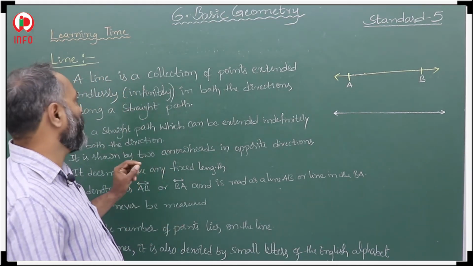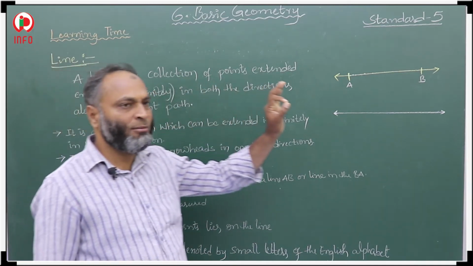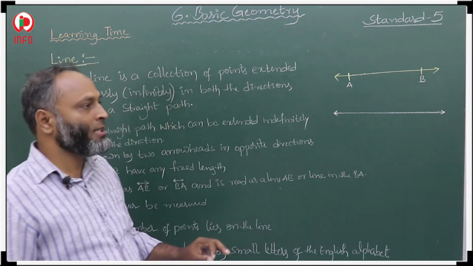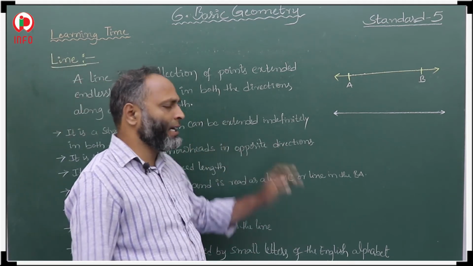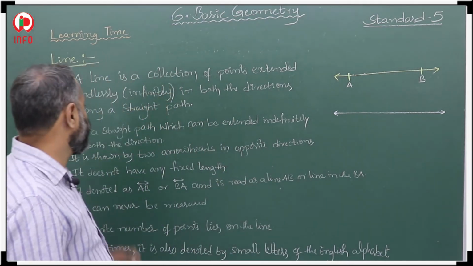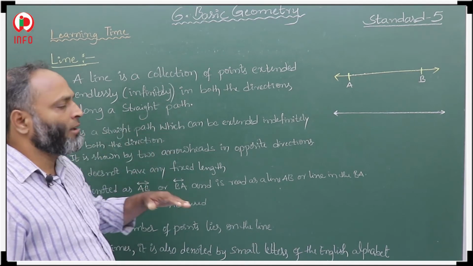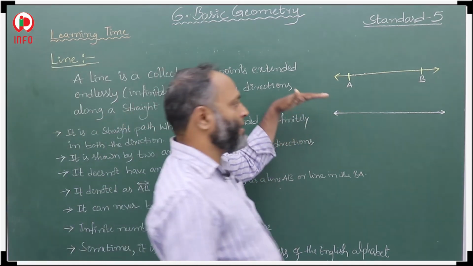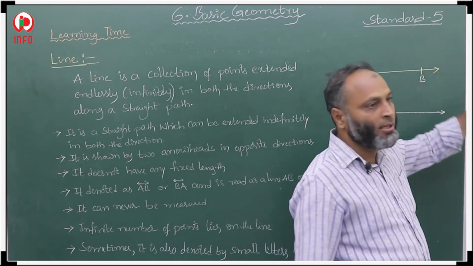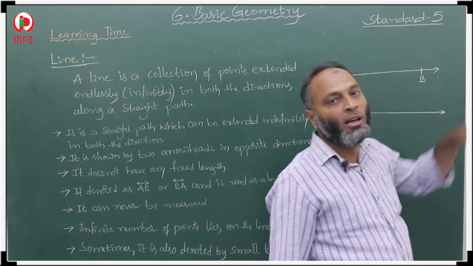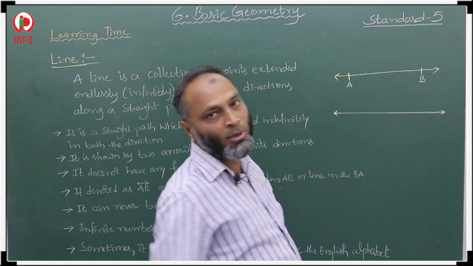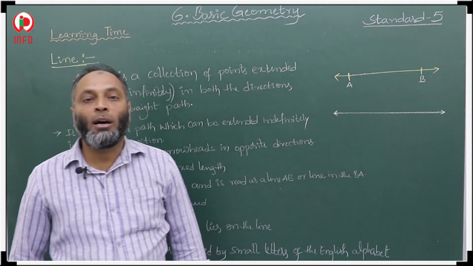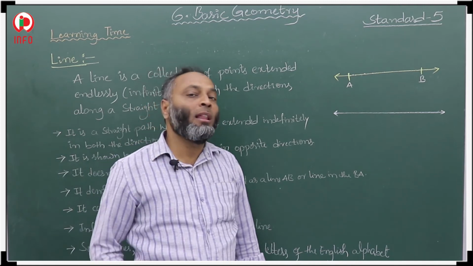The line definition once again: a line is a collection of points that extends endlessly in both directions along a straight path. It is a straight path; there is no curved path, only a straight path. So it moves endlessly in both directions along a straight path. This is the definition of a line.